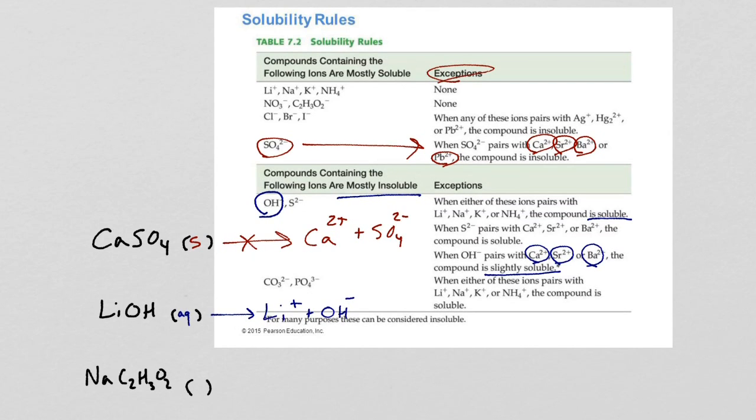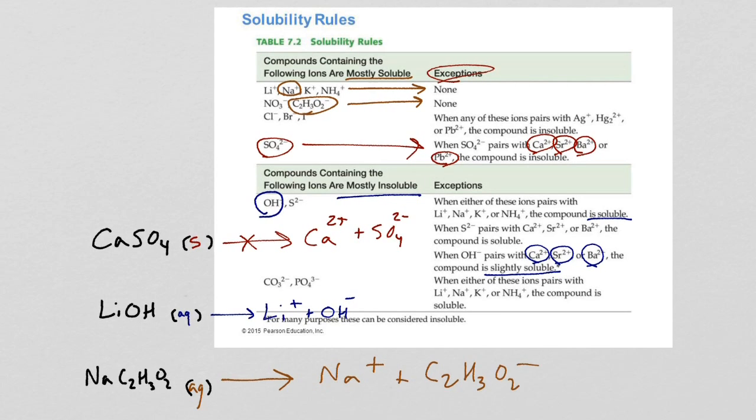Alright, sodium acetate. I see sodium and acetate both up here in the mostly soluble. So we can already assume it's going to be aqueous unless it's paired with something that's an exception. And as you can see in both cases here, for sodium and for acetate, there are no exceptions. Anytime you see sodium in a compound, that means it is soluble, and we would expect that it would break down into its ions. C2H3O2. So that's how you use the solubility rules to determine if something's going to stay a solid or break down into its ions.